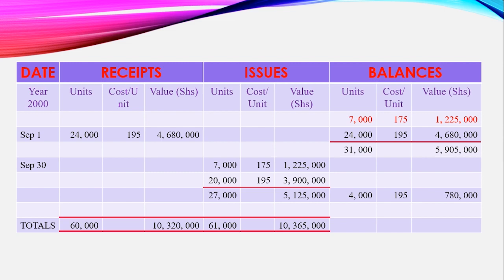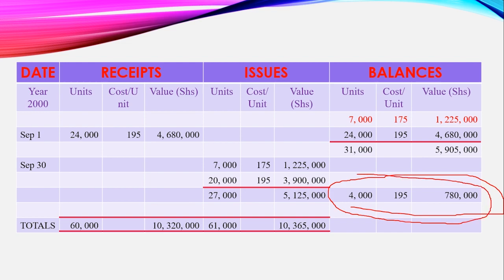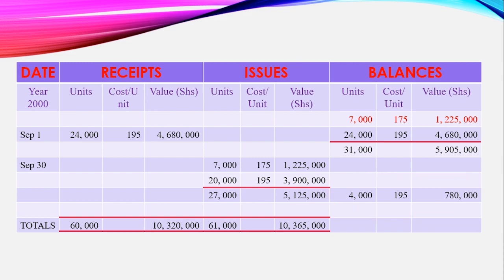Now, at this particular date, what is the balance? The balance now will be from the month of September. Remember, out of these 24,000, we have only issued 20,000. So what is remaining? We are remaining with 4,000 units, and the value is 195 shillings each, giving us a total of 780,000. And this figure here, as you can see, is now the balance as at 30th of September. Because we don't have any other transaction, this is basically the closing stock, or the stock that we have in the stores at this particular day.